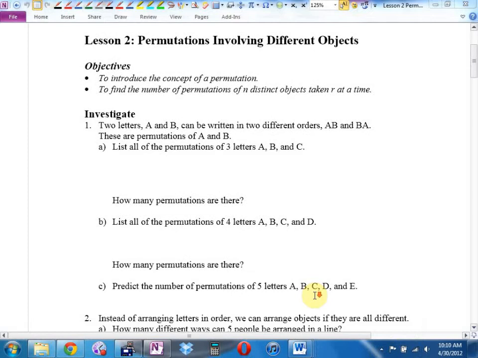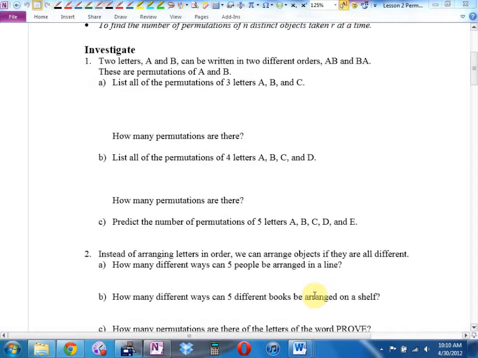Lesson 2, permutations involving different objects. A permutation is a word. We're going to introduce what a permutation is. Investigate, it says: 2 letters, A and B, can be written in 2 different orders, AB and BA. These are the permutations of A and B. It's the number of different orders or arrangements you can mix them up in.